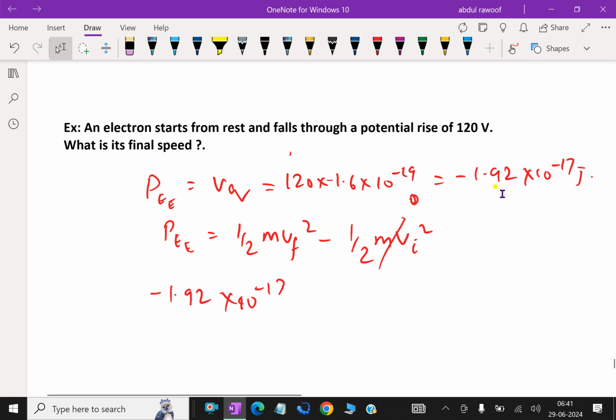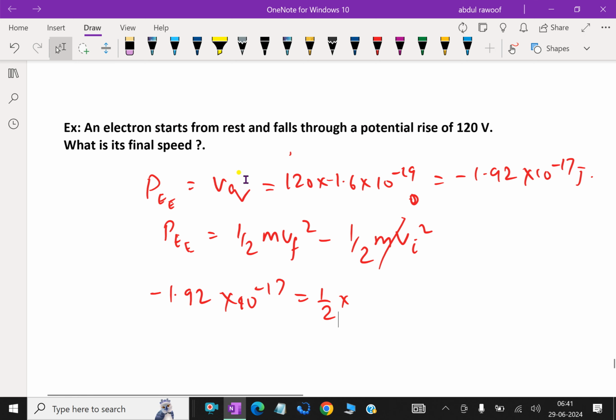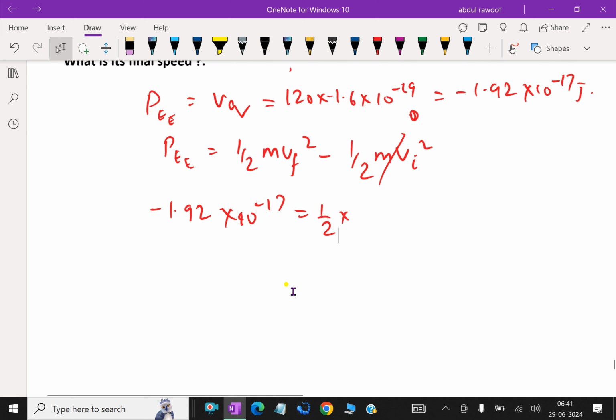This minus 1.92 into 10 power minus 17 joules that we are using here is the potential energy, which is equal to half m, where m is the mass of one electron, 9.1 into 10 raised to minus 31 kg, into Vf squared.